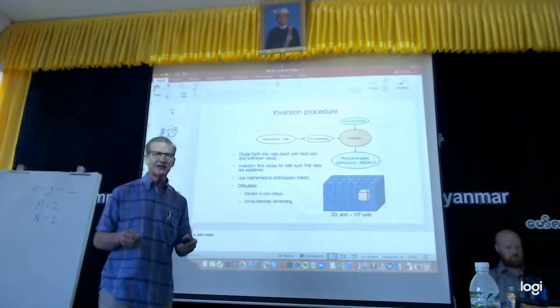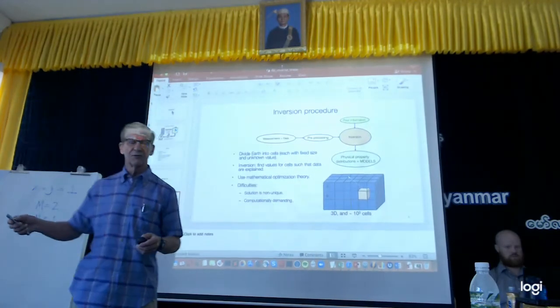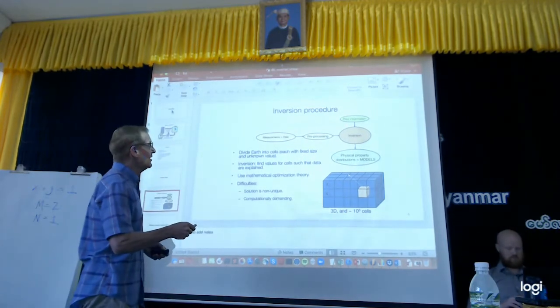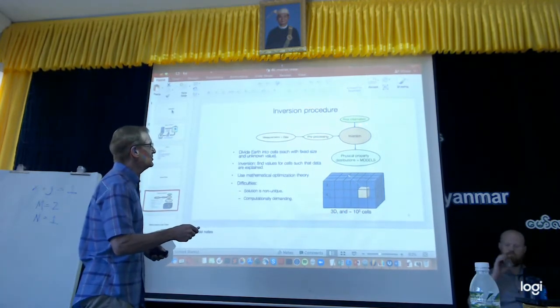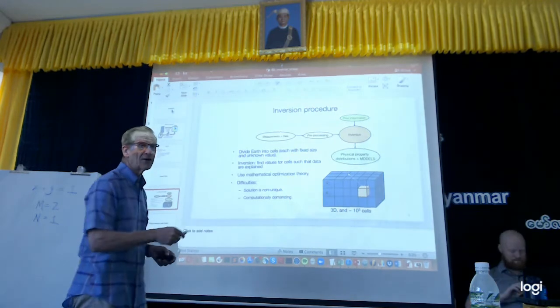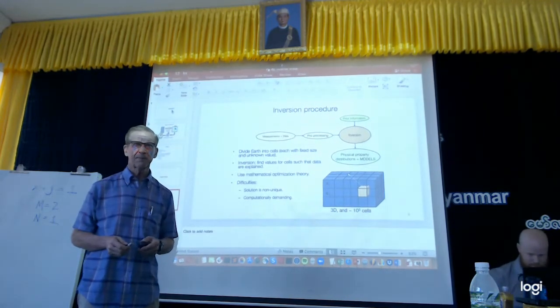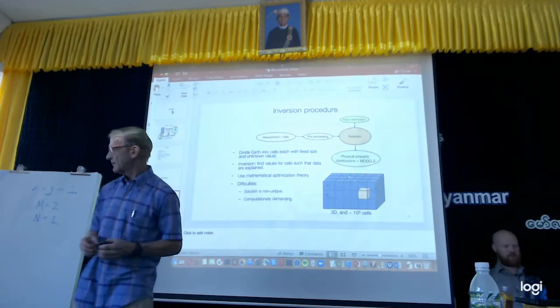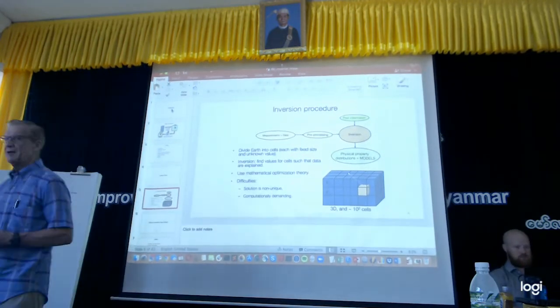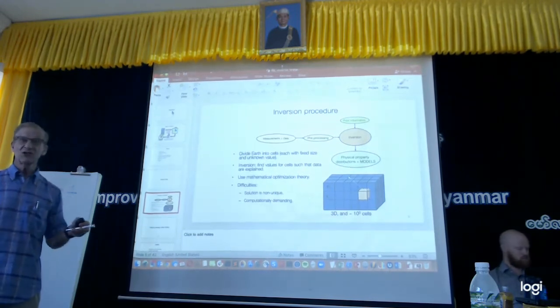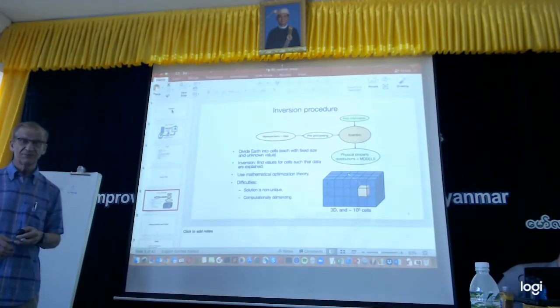That means that the inverse problem, to solve it and to get a solution, actually requires some other information, which is called here prior information. Prior information, correct. So that information is sometimes geologic information.